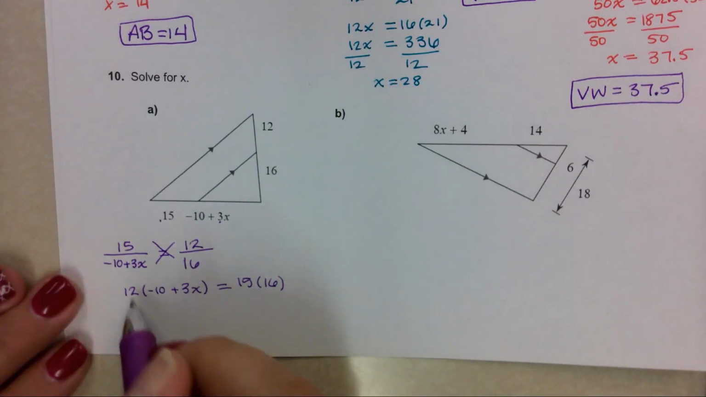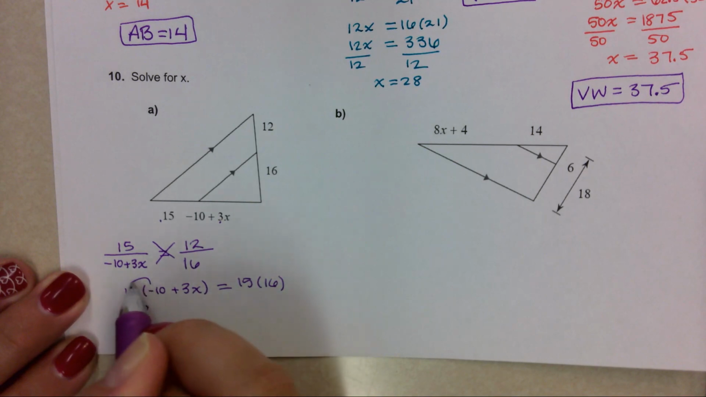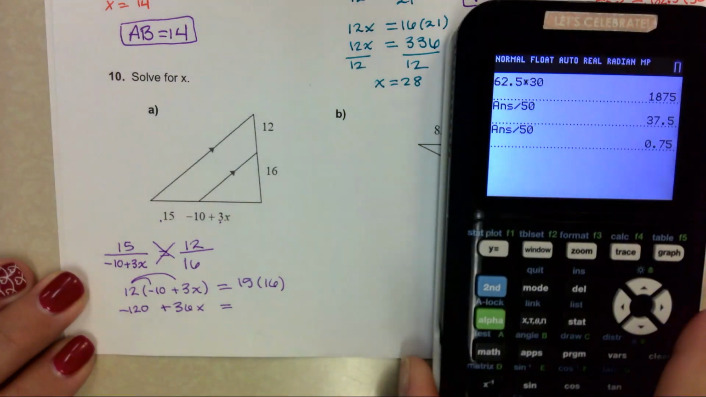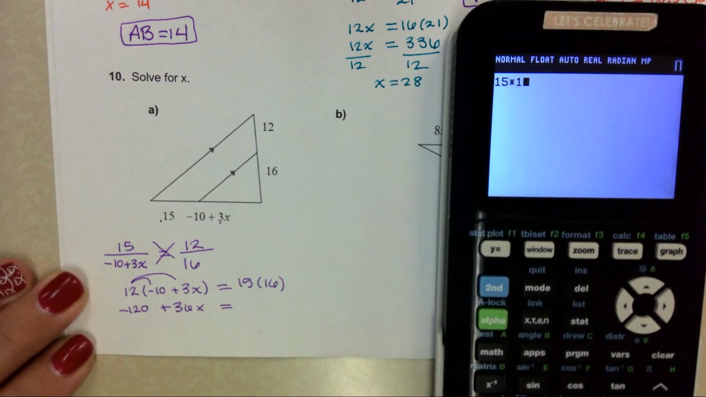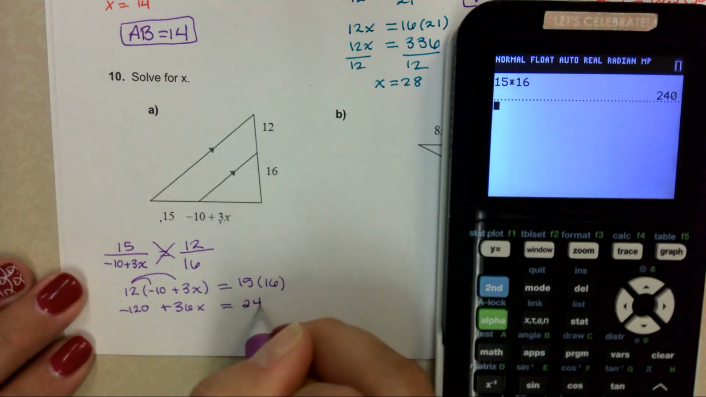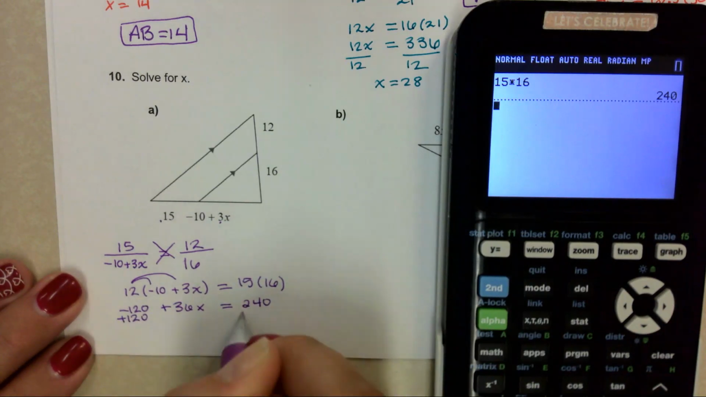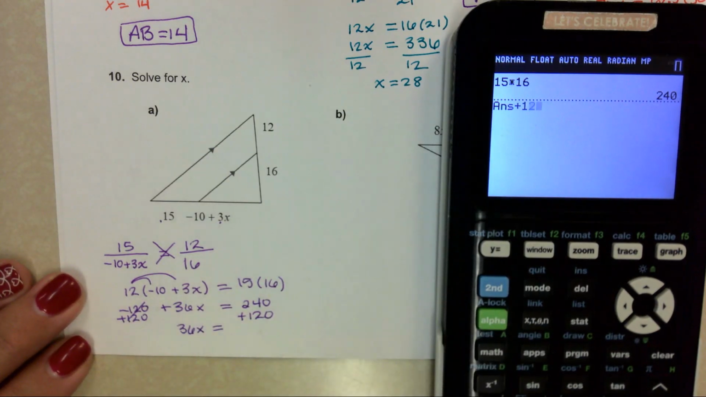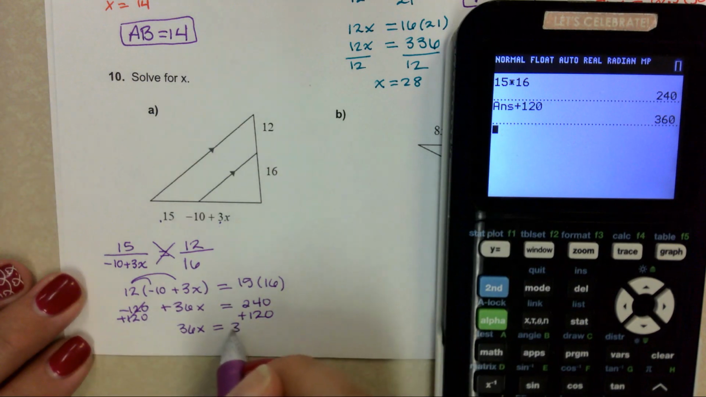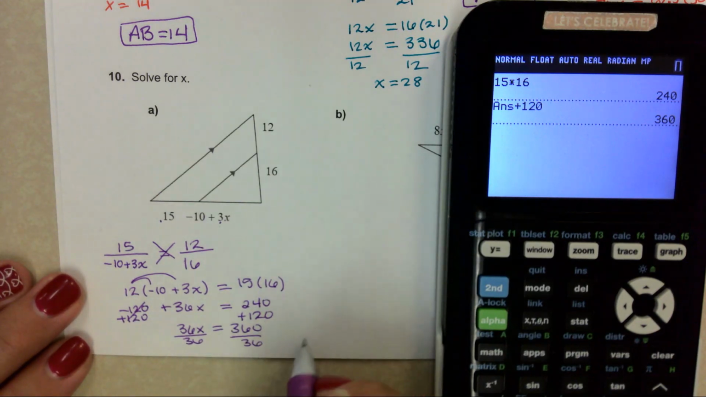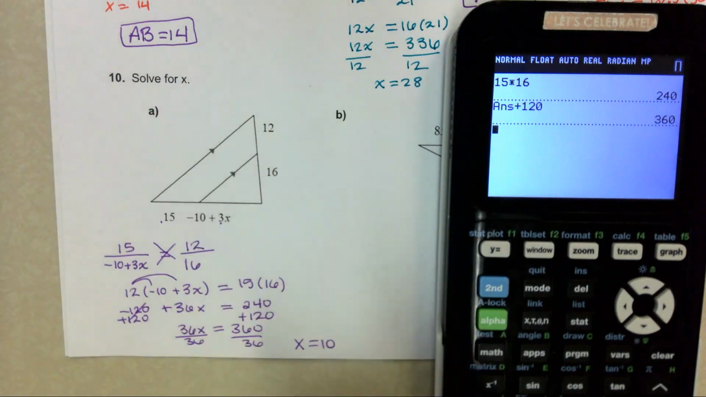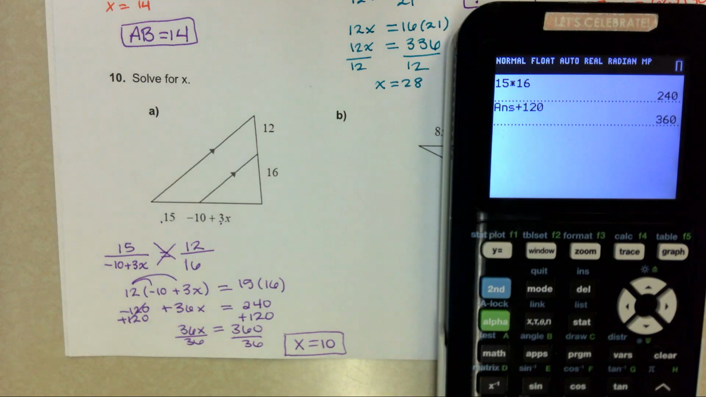And so I get negative 120 plus 36x equals 240, since 15 times 16 is 240. I'm going to add 120, and I get 36x equals 360. Divide by 36, and x is 10. So what were we asked to find? We were asked to find x, so that's our answer. Okay.